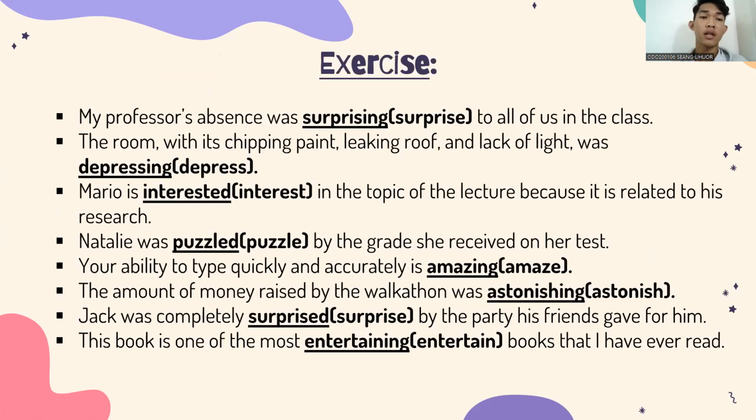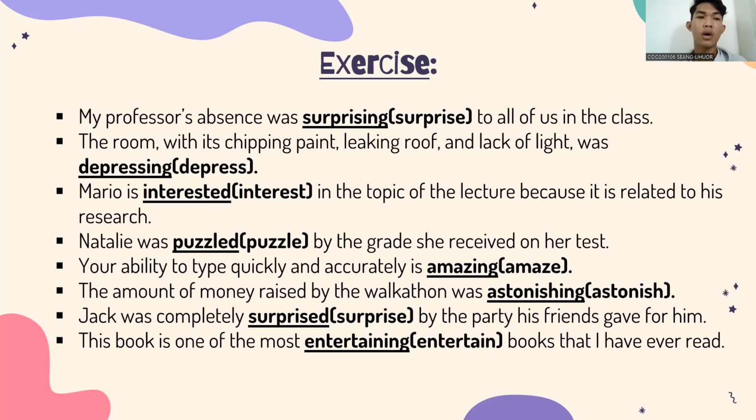So to make it clearer, I will give you some exercises that I took from the book. It is exercise 3 from the book. About the first one: my professor's action was surprising to all of us in the class. In the bracket, they use the word surprise, so you have two choices, surprising and surprised. I choose surprising. Why? Because the professor's action was surprising to all of us. It means the professor's action affects all of our interests. So you have to use surprising.